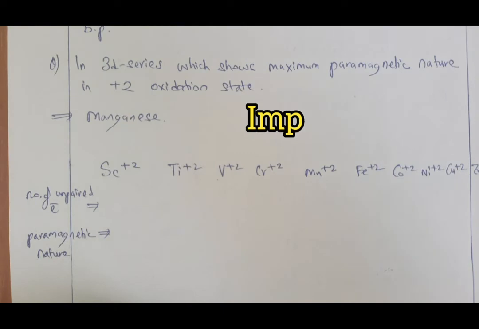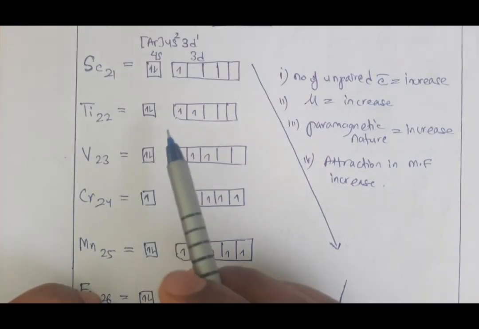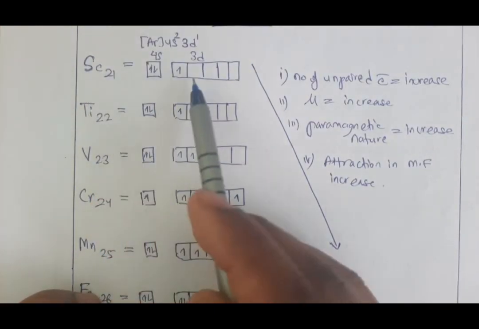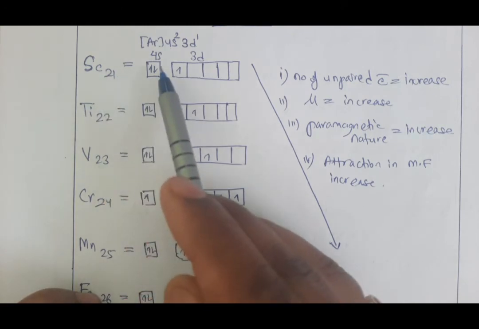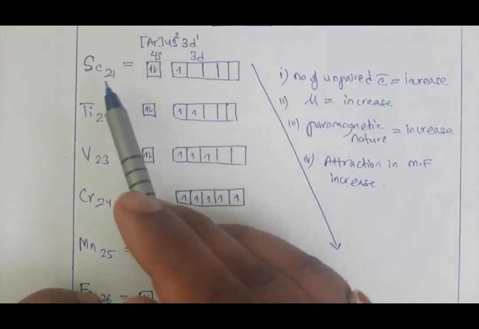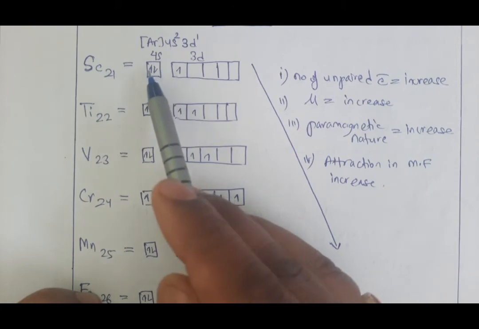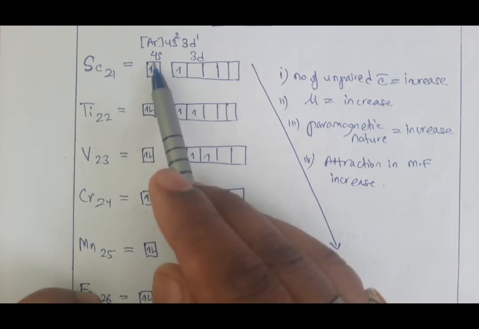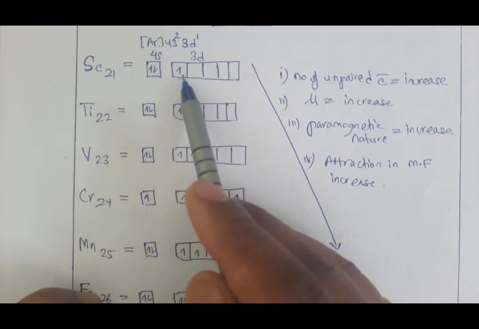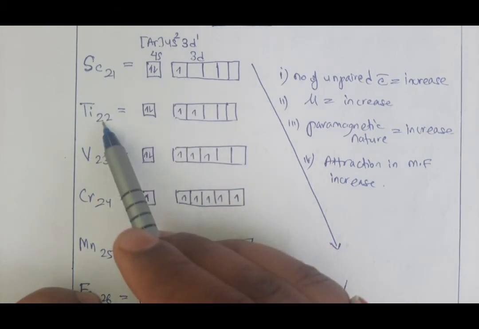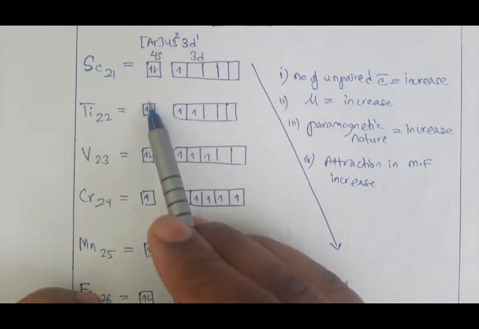Now let us see how the answer became manganese. Check here, students. Now this is normal scandium. To make it +2 oxidation state, as the question says, you have to remove 2 electrons from 4s. If you remove 2 electrons from 4s, how many unpaired electrons does it have? 1. To make titanium +2 oxidation state, remove 2 electrons from 4s. So how many unpaired electrons?